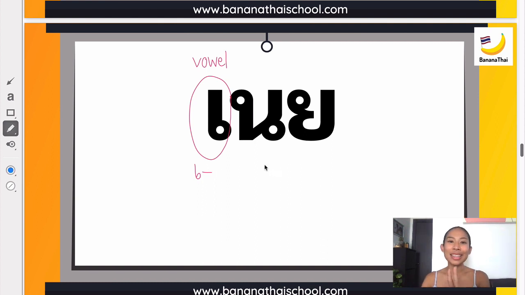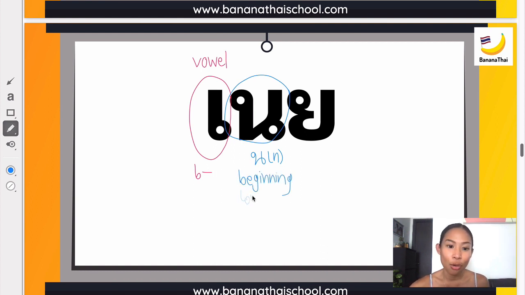And the second thing, if you want to define the beginning consonant, here you go. นอหนู has the n sound. It is the beginning consonant, or อักษรนำ, the initial consonant.